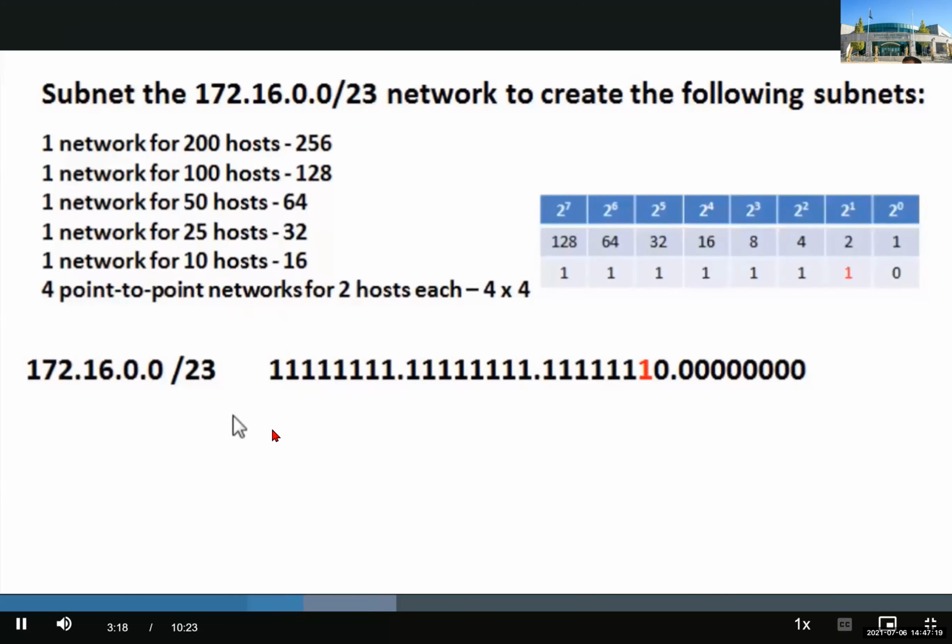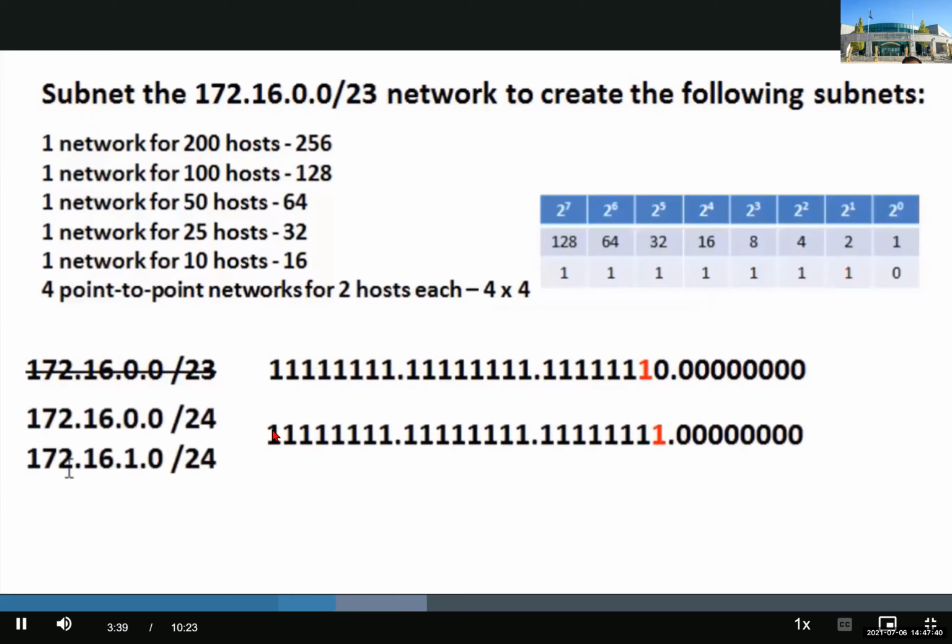So working from largest to smallest, the first thing I need to do is to create a network for 256 hosts to satisfy the 200 host requirement. What I can do is subdivide this single network of 512 hosts into 2 smaller subnets of 256 hosts each. So instead of having a 172.16.0.0 network /23, I change the subnet mask to /24.